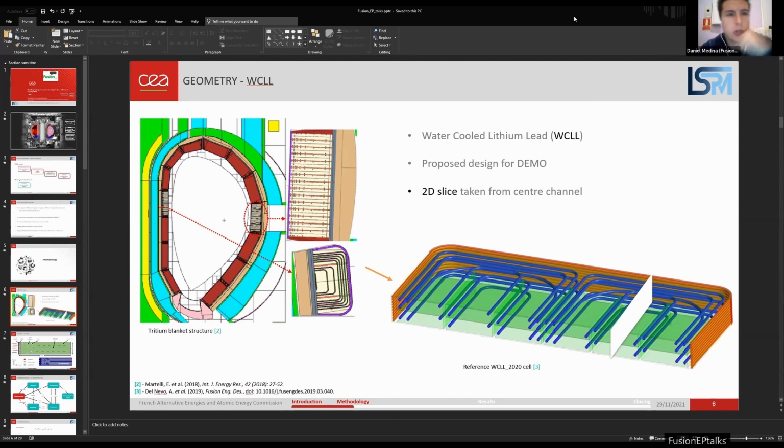Yeah. So are you aware if similar simulation work is done with the other designs? And could you elaborate a bit on why you are specifically focusing on this design?